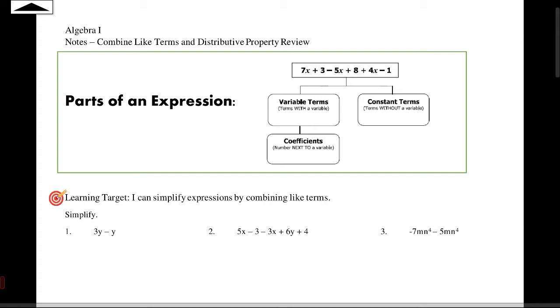So we are going to start with the basics, and the first couple lessons should be review from 8th grade, but we're going to start slow and make sure we're all staying together. So today is all about combining like terms and the distributive property.